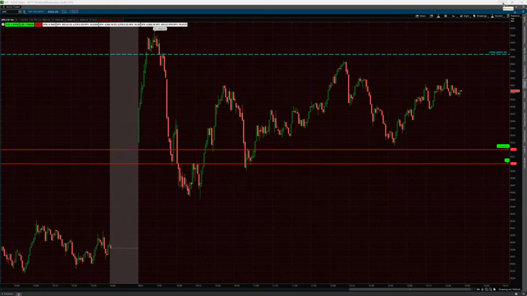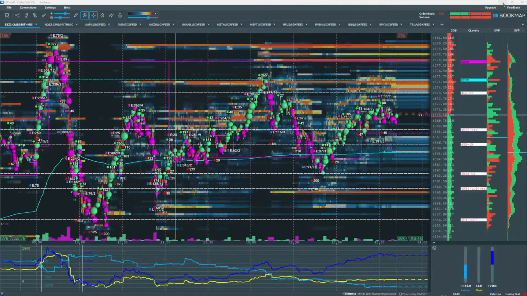And for SPX, the put wall shift higher was the only shift in levels.